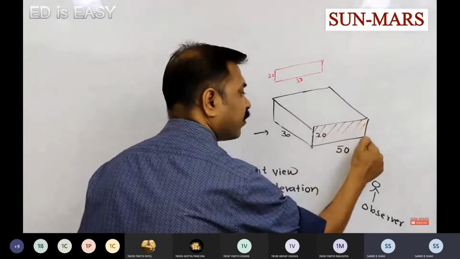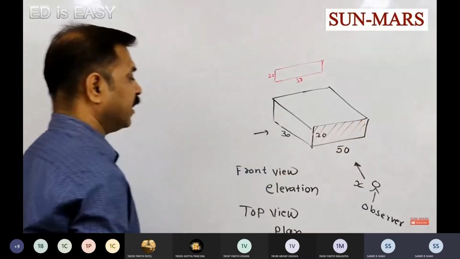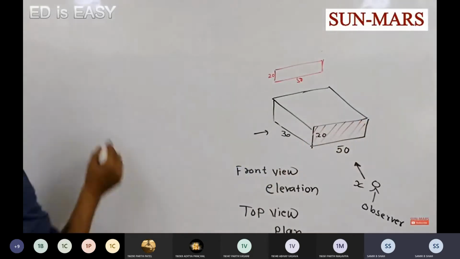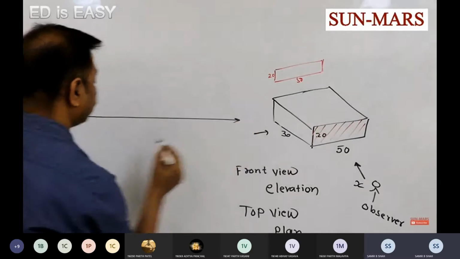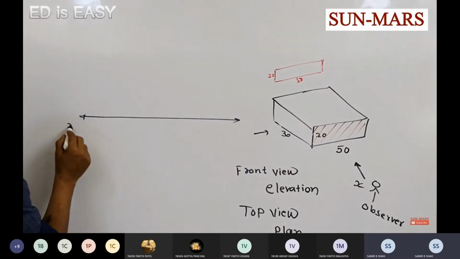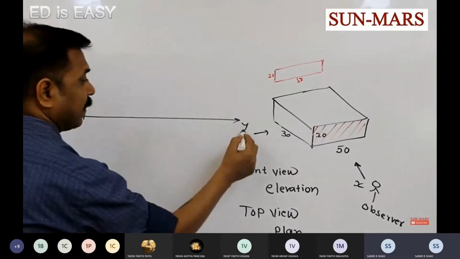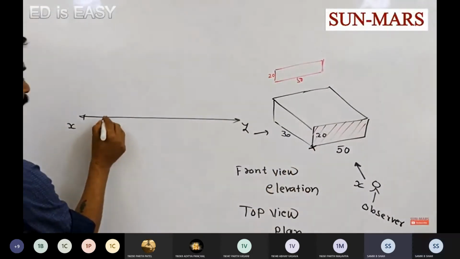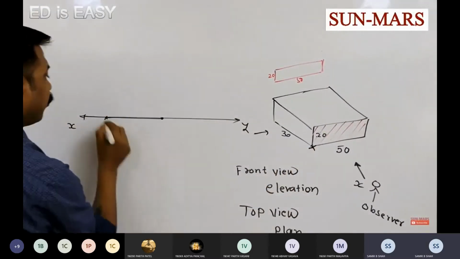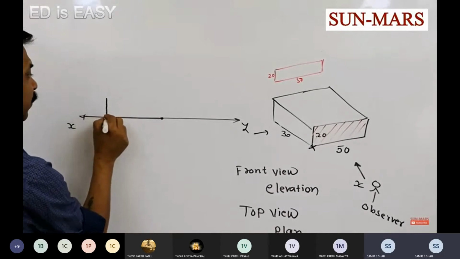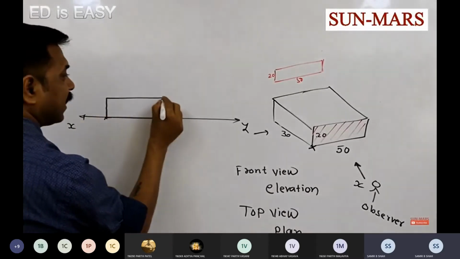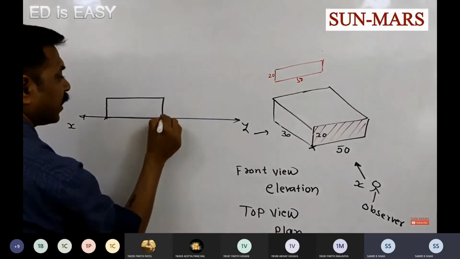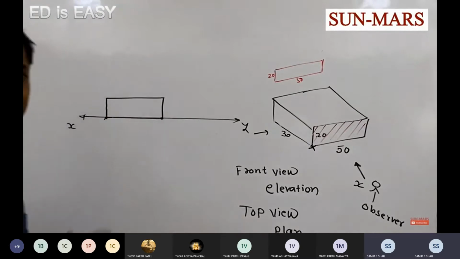So based on that we provide that small rectangle that we initially draw in the 2D diagram. First draw the XY line. On that XY line, take a random point 1 and take 50 mm. Then take the height, that is 20, and complete the rectangle.